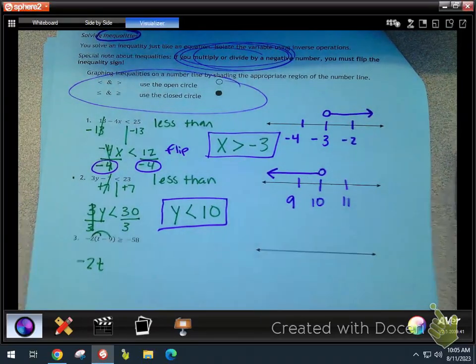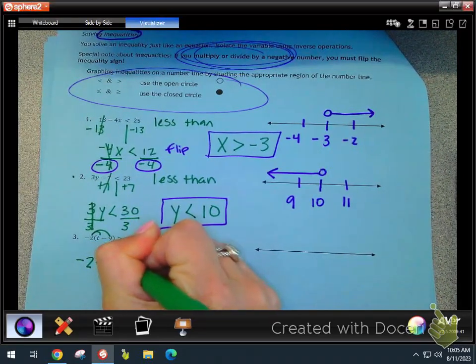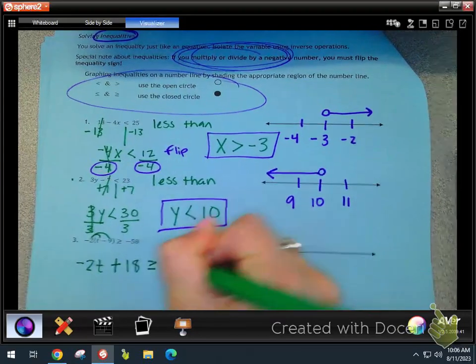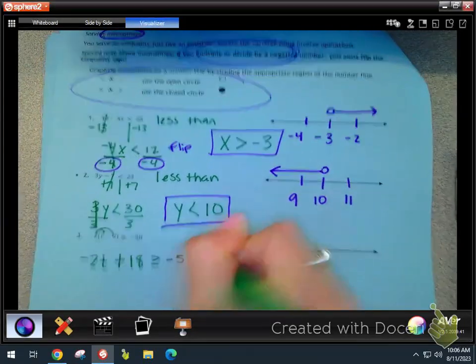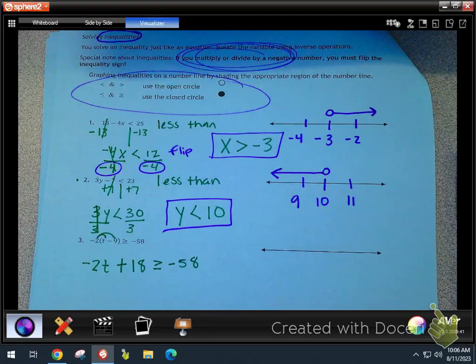Negative 2 times negative 9 is? Negative times a negative is a positive. Greater than or equal to negative 58. I think you can take it from here. It's kind of a precursor to what we're doing next class. We're going to bring back distributing next class. But once you get it like this, you can go. Okay?